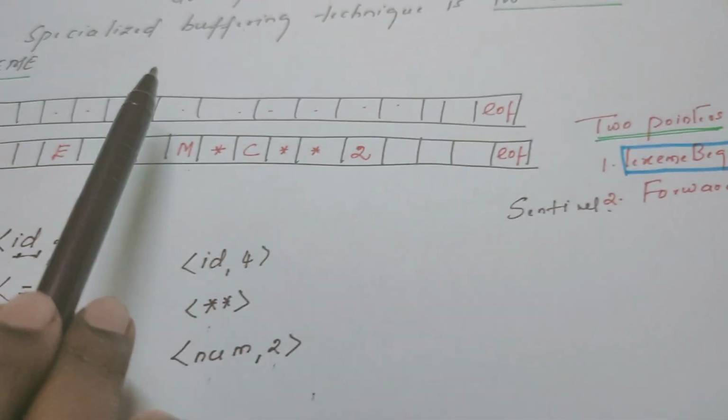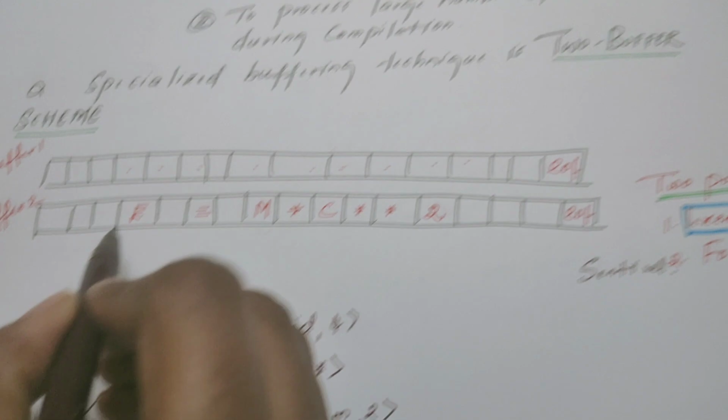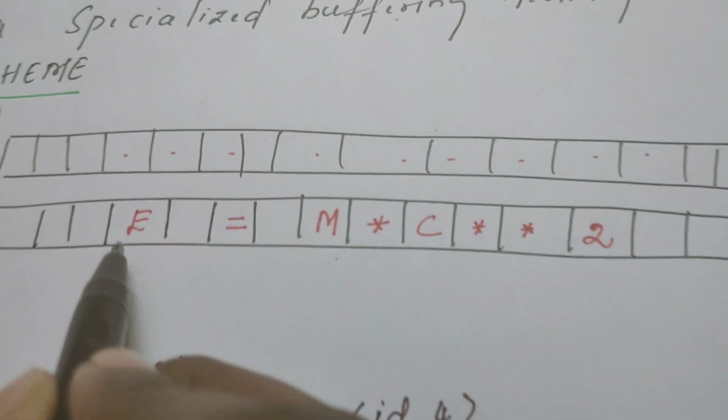Okay, how is this two buffering scheme handled by the lexical analyzer? Imagine this is the beginning of the statement.